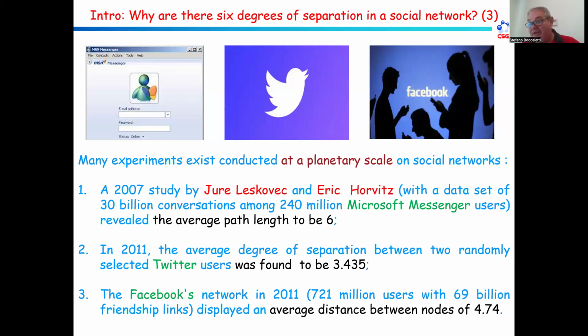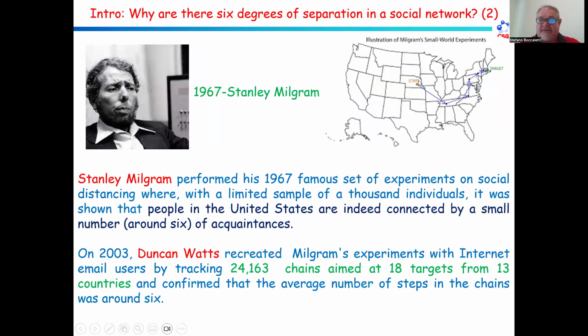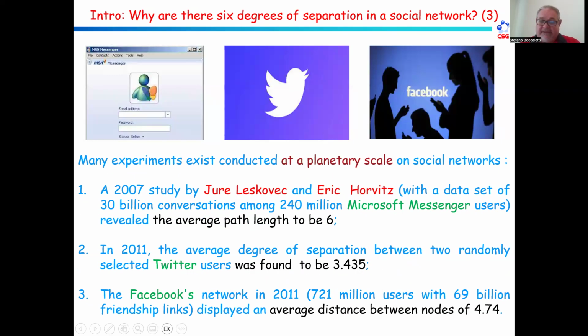And now you have a problem. What is the problem? The problem is the following. If you compare the 1,000 farmers of the 1967 experiment on social distancing with the 721 million users of Facebook, you understand that you have about 7 orders of magnitude between these numbers.